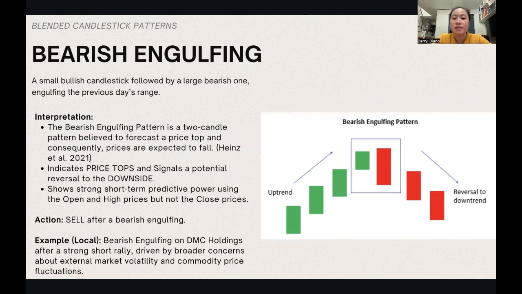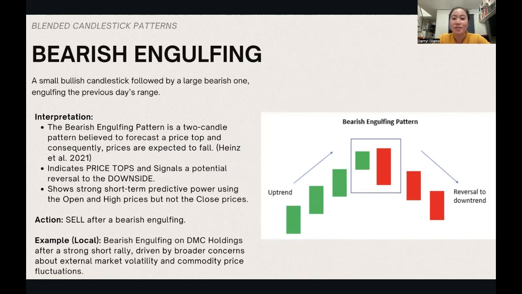Let's take a look, for example, the DMCI Holdings after a short rally. This signaled that sellers were overpowering buyers, pushing the stock lower. Despite the company having reported record high sales in its coal and nickel sectors, its stock price eventually fell. This was partly driven by the broader concerns about external market volatility and commodity price fluctuations.